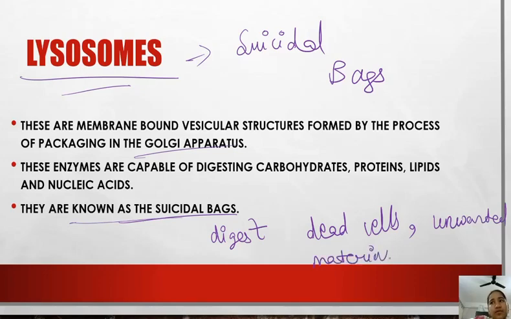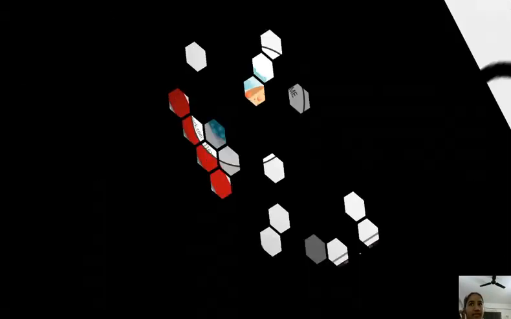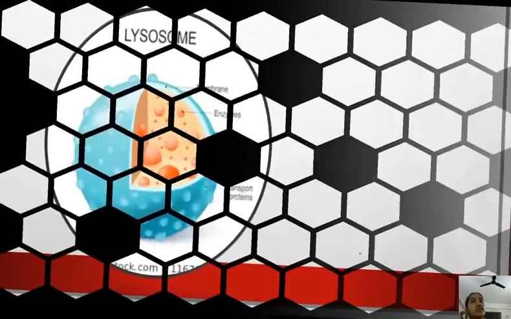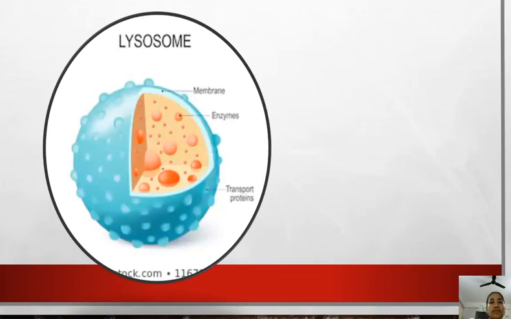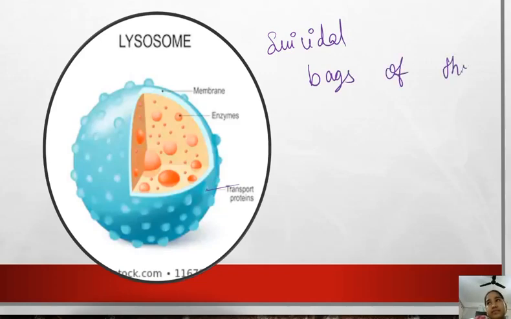Okay, I will just show you the image of this lysosome. Yes, so this is the image of a lysosome. So it is a membrane bounded structure. It has some enzymes, it transports proteins. So some parts of the cell digest waste materials.